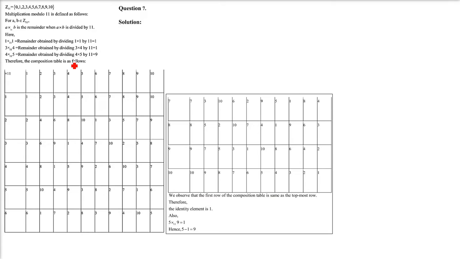Question number 7. Find the inverse of 5 under multiplication modulo 11 on Z11. When the set is not given, you have to write all the values, the modulo, after that whatever number is there, that has to be written. For example, here we have ×11. So the set will be taken from Z, the integers, 0, 1, 2, 3, 4, 5, 6, 7, 8, 9, 10. If you count them, it comes to 11. So this is how we are going to write.